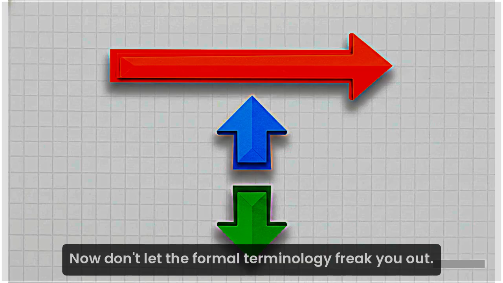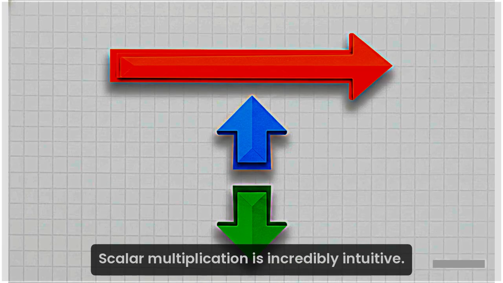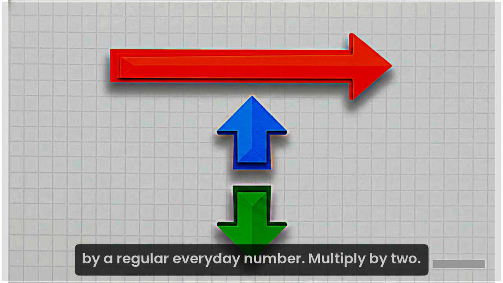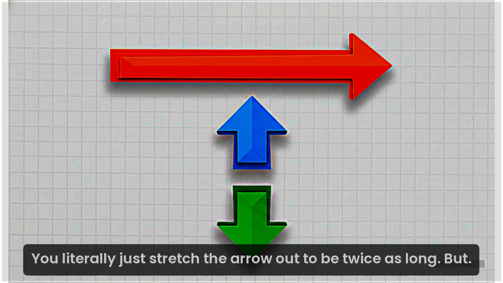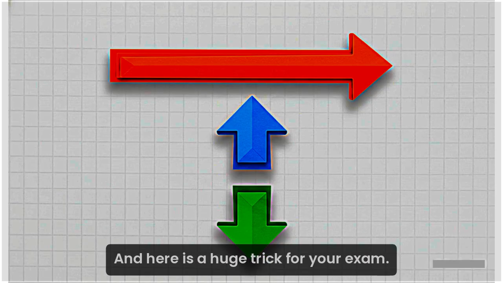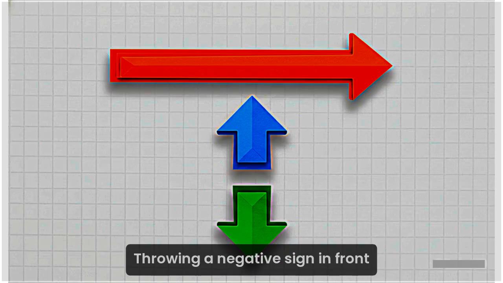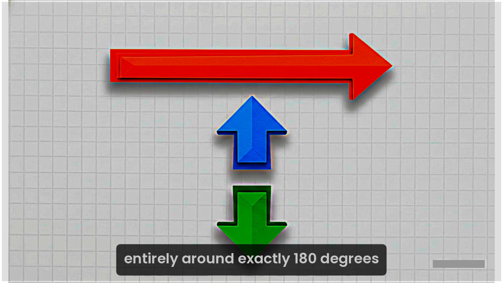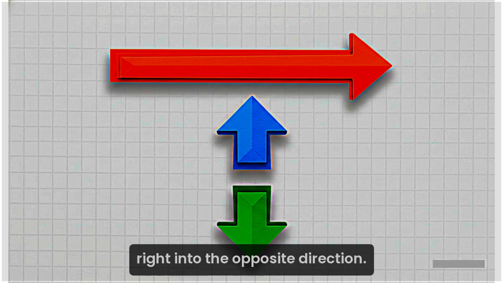Now don't let the formal terminology freak you out. Scalar multiplication is incredibly intuitive. It basically just means multiplying our vector arrow by a regular, everyday number. Multiply by 2, you literally just stretch the arrow out to be twice as long. But, and here is a huge trick for your exam, throwing a negative sign in front just takes our moving object and spins it entirely around, exactly 180 degrees into the opposite direction.